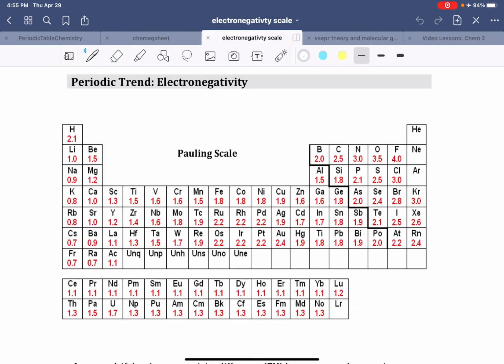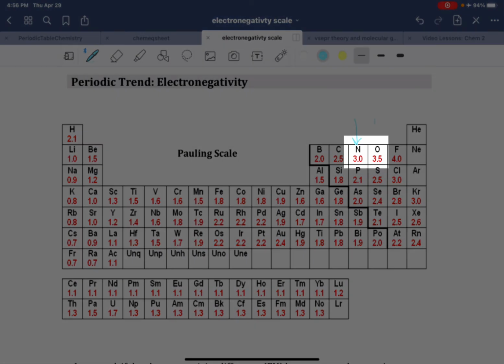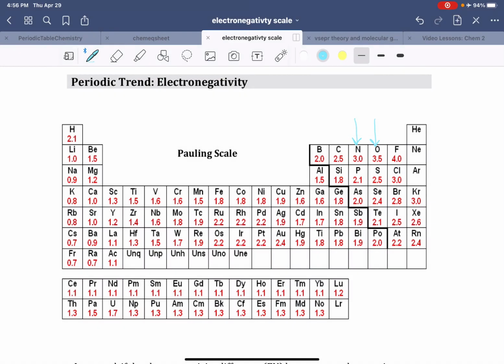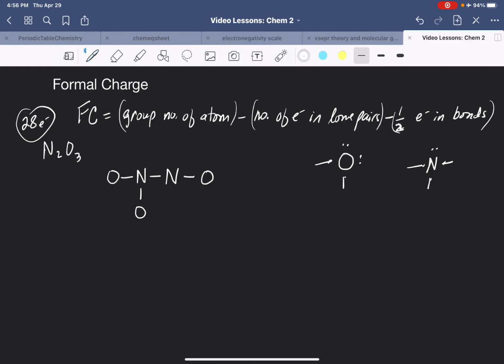Another way is to think of this. You see how right here, nitrogen 3.0, oxygen 3.5. Oxygen has a greater electronegativity of 3.5, so it has a greater pulling force. It has a great ability to attract things to it because it has that higher electronegativity value. So that's another piece of information we can use along with these Lewis structures to help us determine that what we may want to do is go ahead and double bond some oxygen.